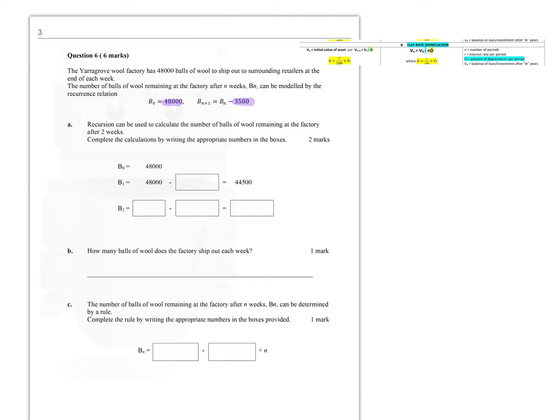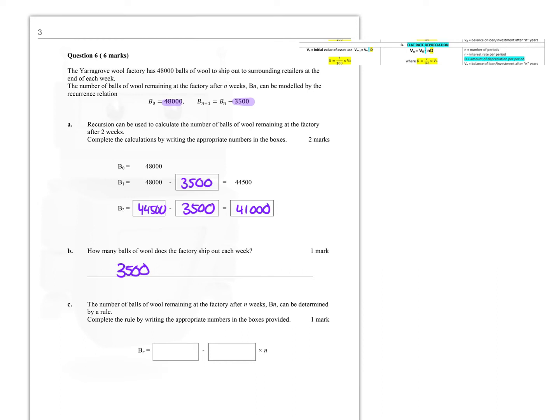So in this first box, what number are we taking away? Yeah, 3,500. And then when we go to find the second week, we write what we have, and then we minus that again. And what would that be? That's like that, and that's all you have to pop in. Now, how many balls of wool does the factory ship out each week? It's just the 3,500. They're just asking to see if you understand what you're doing.